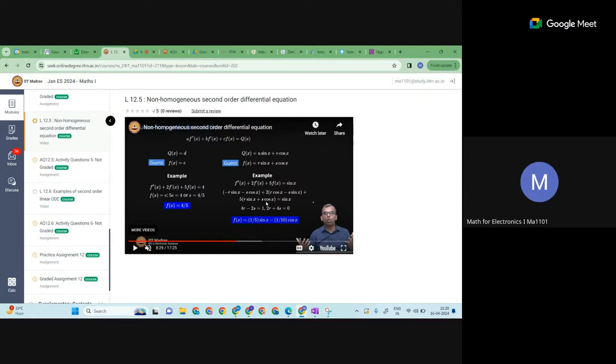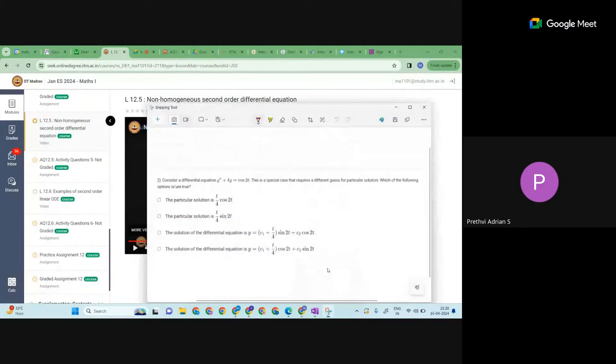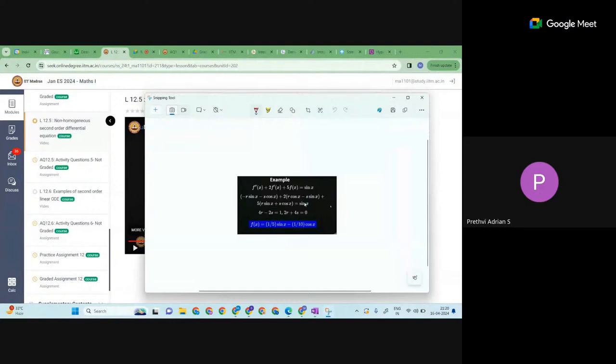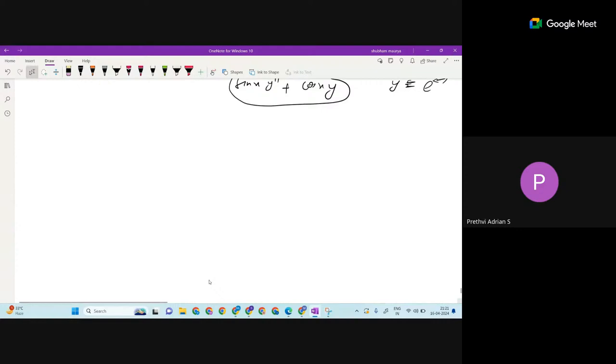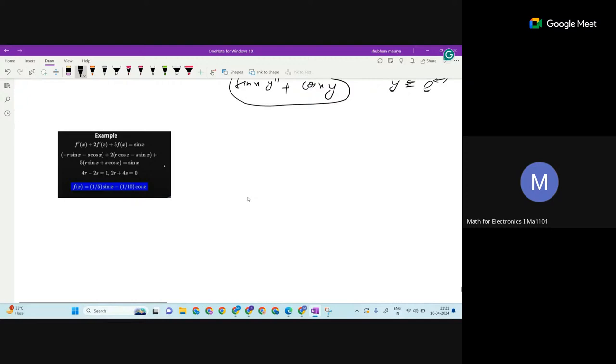Once we did that, what will you get? We are comparing left and right. What will you get on the left side? Just solve this left side. For sine and cos, sir. Sine portion, right? You will add the sine portions. So minus r, then minus 2 times s from this one, and from this one you will get plus 5 times r.